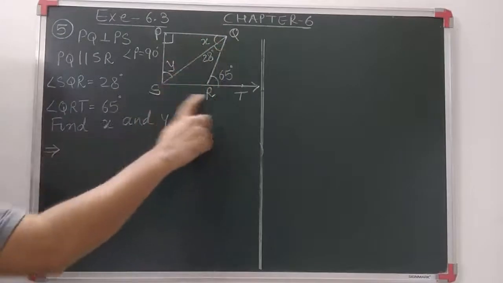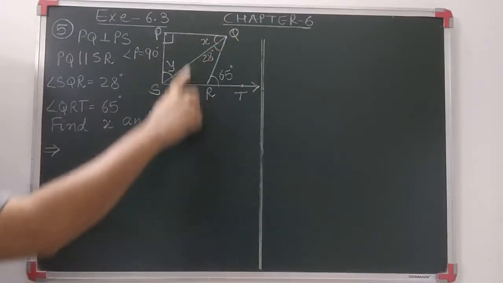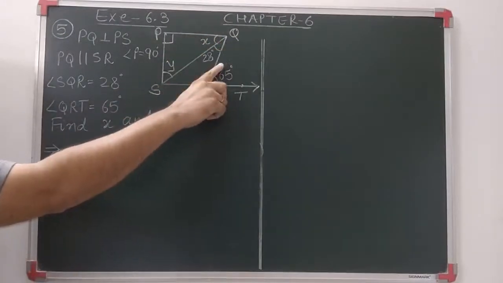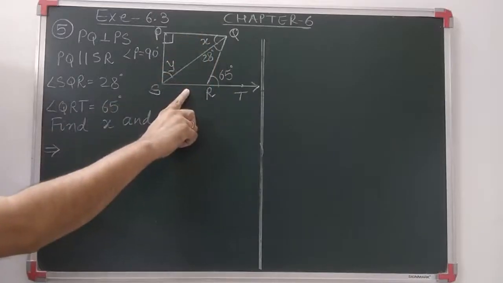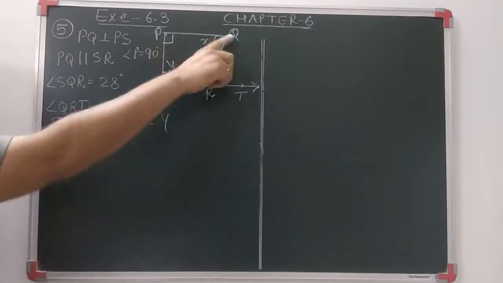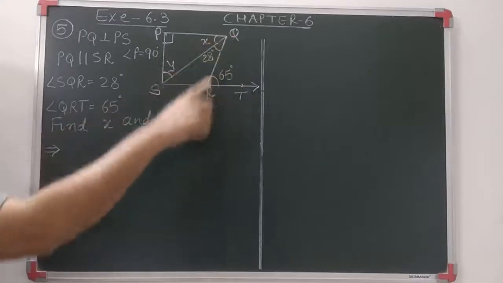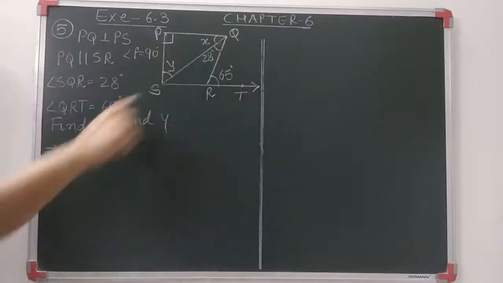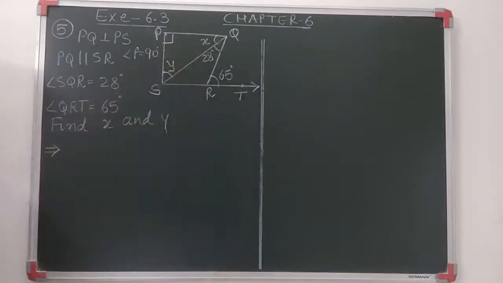PQ is given parallel to SR. These two sides are given, not these two. Remember, PQ is parallel to SR. Angle SQR is 28 and QRT is 65. We have to find the unknown angles X and Y. See students, we can do the sums in many ways. Let's try to do the sum in the easiest way, which can be understood.